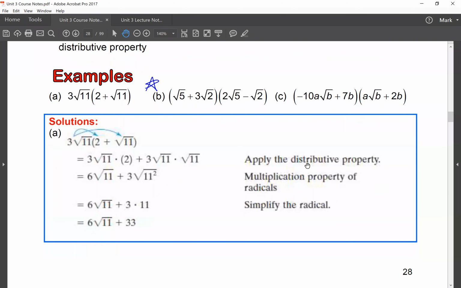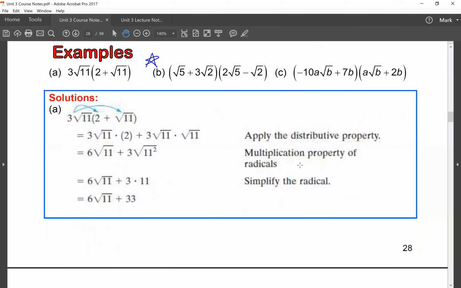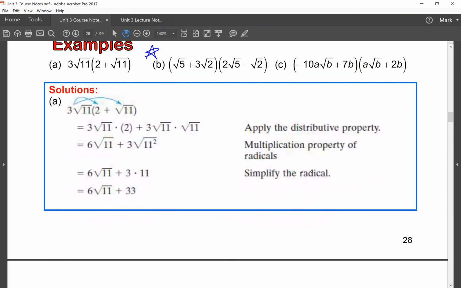So in example A, we have 3 root 11 times 2 plus root 11. So what we would do is use the distributive property and multiply both terms by that. So 3 root 11 times 2 is actually pretty straightforward. It would just be multiply the 2 and the 3 to give us the 6. 3 root 11 times root 11 is actually interesting because when you multiply root 11 by root 11, you end up getting root 11 squared, which is just 11.